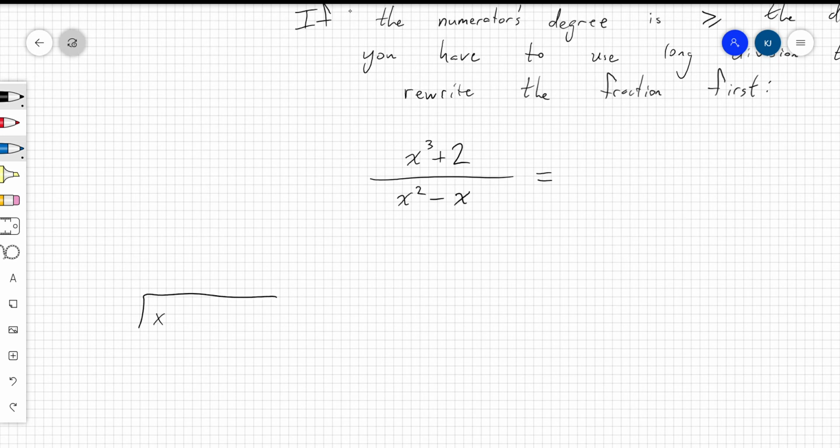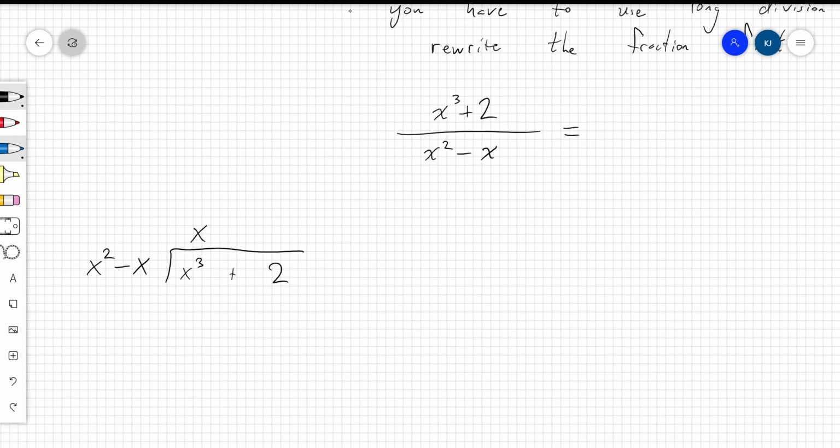So I'll write an x cubed plus a 2 on the inside. I'm dividing that by an x squared minus x. When you do long division, you take the first thing on the inside and divide by the highest order term on the outside. So that would be an x cubed divided by x squared, which is x. Once you find a new term in the quotient, you multiply by this outside stuff. So that would give you an x cubed minus an x squared. You take that product and you subtract it off.